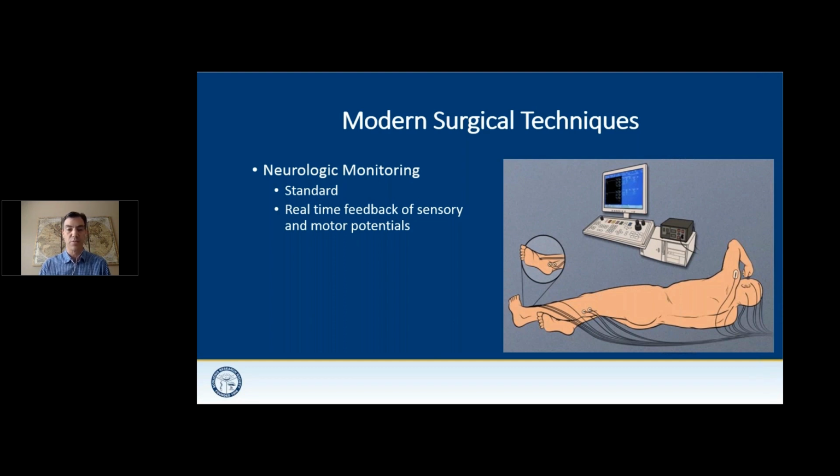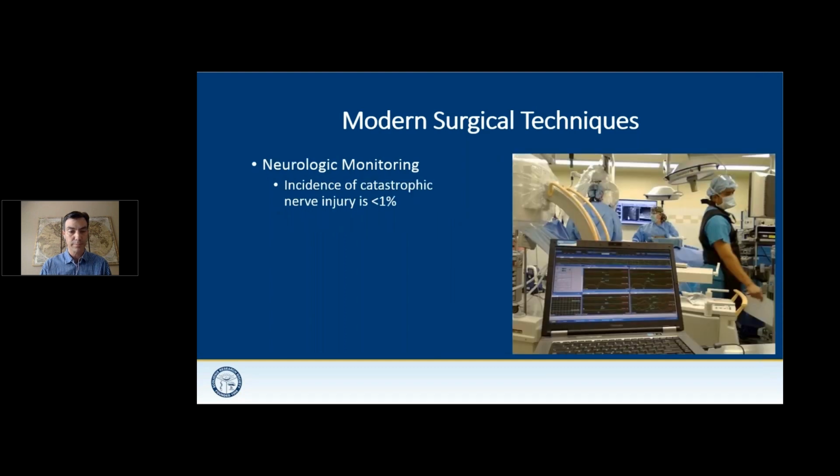Here's another example of what it might look like. Here's usually a laptop computer in the operating room setting. And again, the incidence of a neurologic injury is really less than 1% in most of these cases.